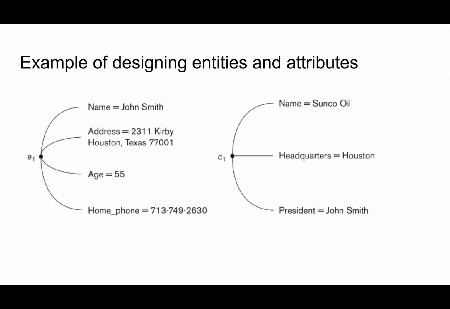When you're designing entities and you're writing out their attributes, this is a common practice. You typically make a node. For example, we have an example employee E1 with the attributes name, address, age, and home phone number. Then we have another entity, company, with attributes name, headquarters, and president.